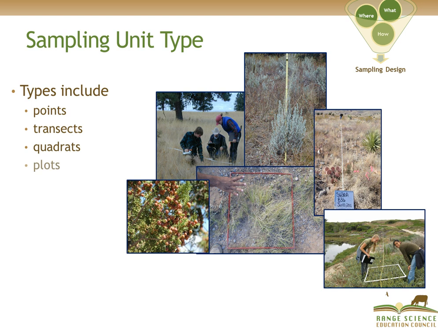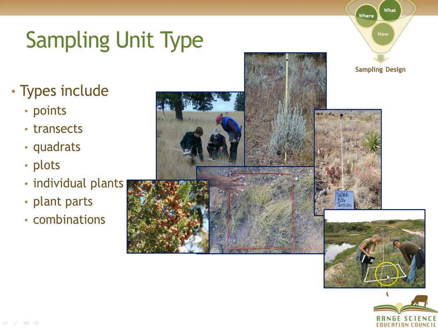Sampling units come in a variety of types, including points, transects, quadrats, or plots, individual plants can be considered a sampling unit type, as well as plant parts such as fruits or tillers or stems. And we also can have combination sampling units. For example, in the lower right, we see an image with two women who are measuring cover. They are using a combination transect and quadrat sampling unit.